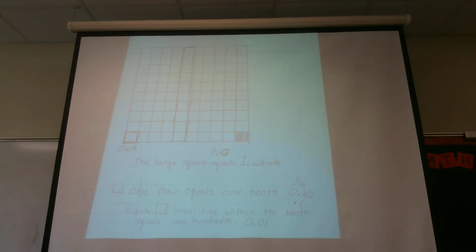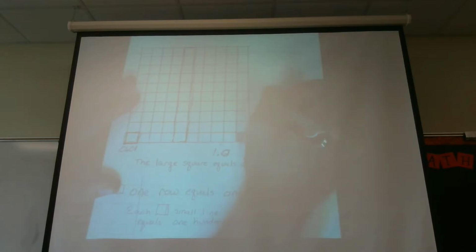Let me ask you another question. Mia, which is greater, 3/10ths or 400ths? 3/10ths. And this is where people get confused. 3/10ths is written like that, but 400ths is written like that.